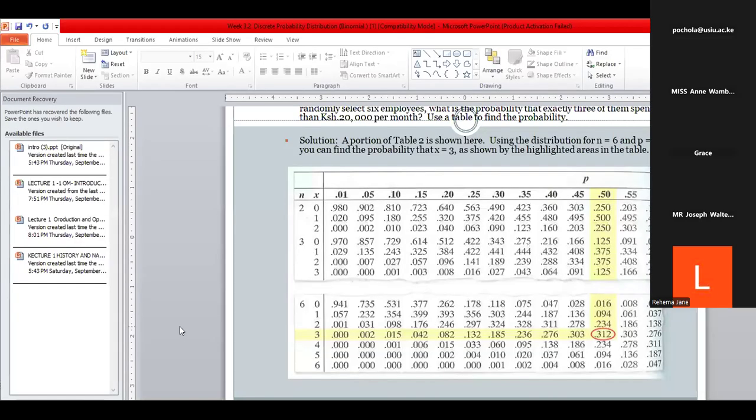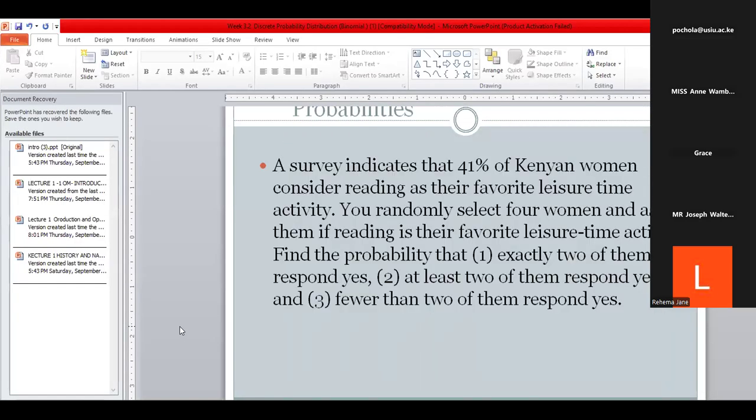So then, we have done all this. I'm just going to show you what we have done. A survey indicates that 41% of Kenyan women consider reading as their favorite leisure time activity. You randomly select 4 women. That's the number of times the experiment is performed. And ask them if they read for leisure. And you got a response, yes and no. What's the probability that exactly 2 of them said yes?